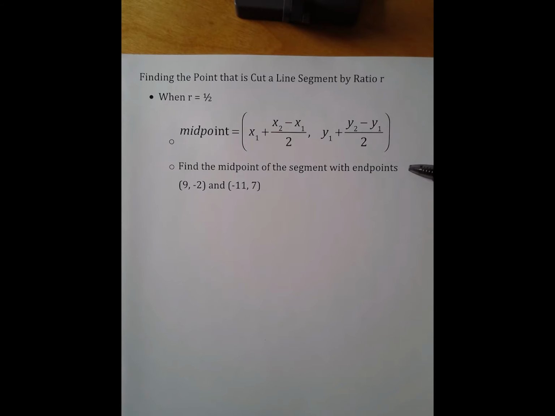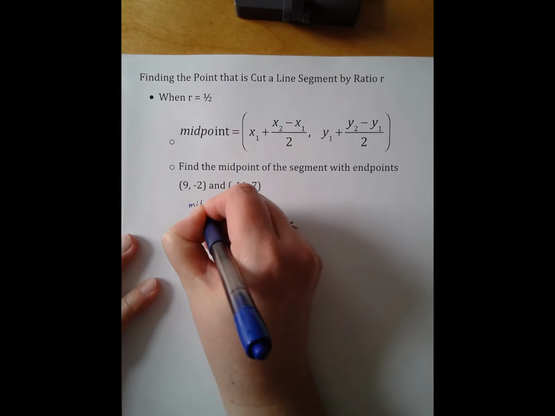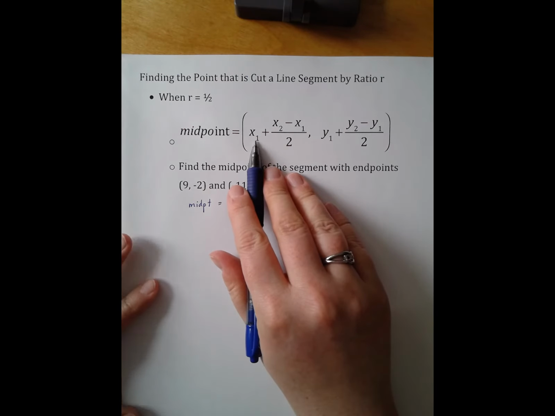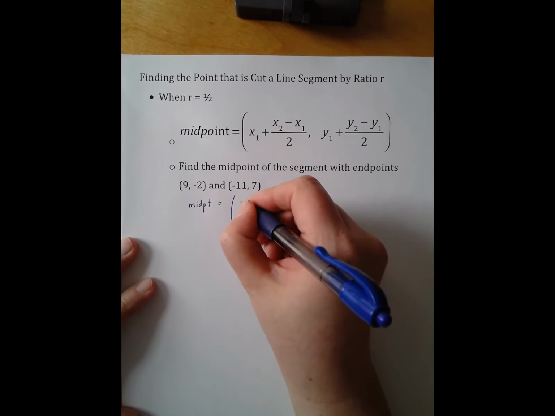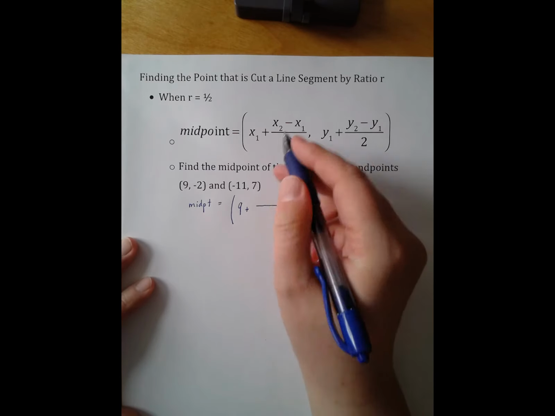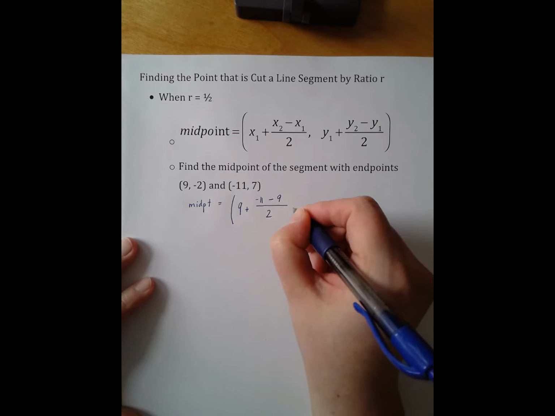So we're going to start by looking at an example. We're going to find the midpoint of the segment with endpoints 9, -2 and -11, 7. So I have my midpoint equation here. I'm going to say that the midpoint equals, and I'm going to call this x1, so I have 9 plus, and then this fraction of x2 minus x1 all over 2.